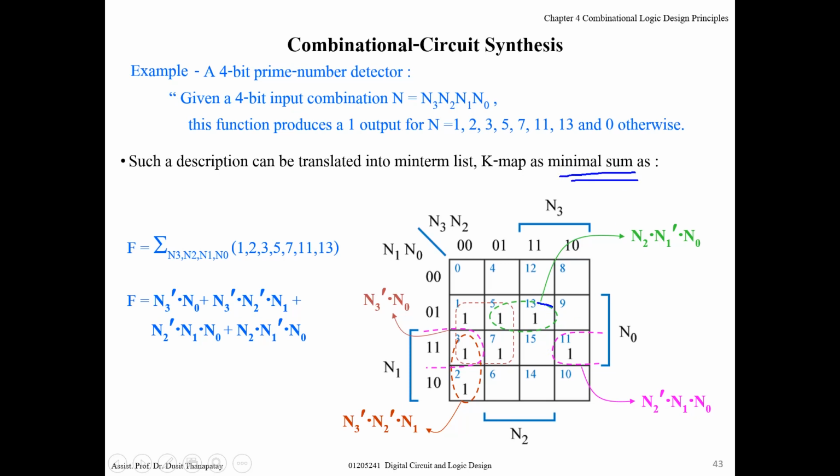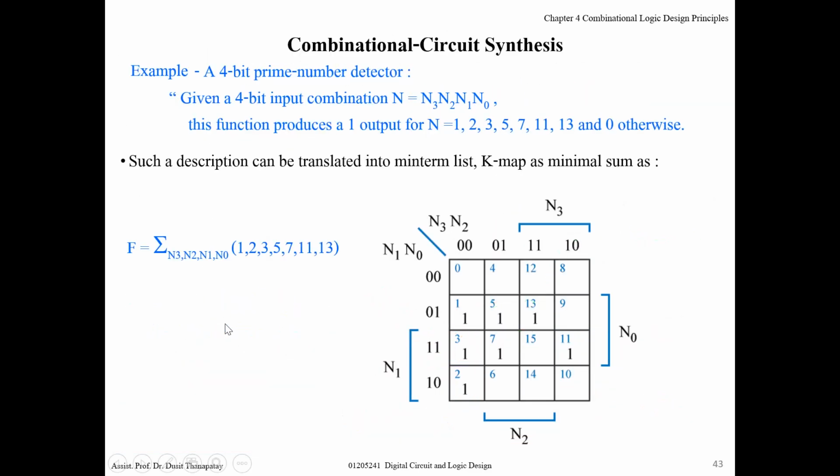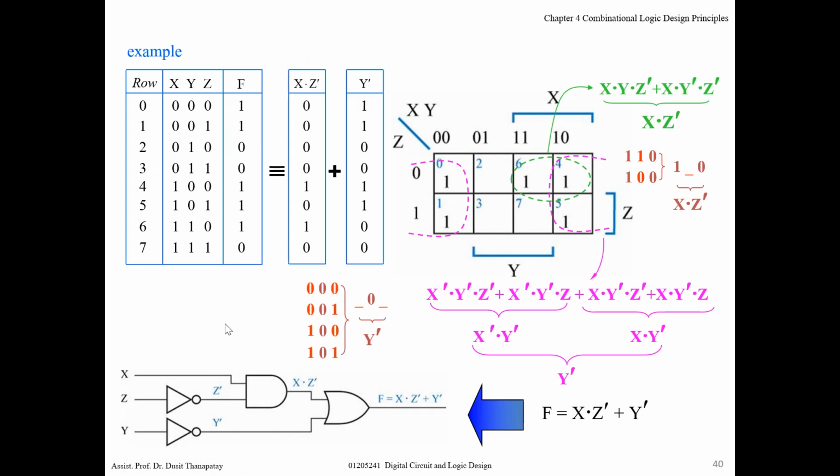If you select the number of groups as few as possible and each group as big as possible, the result will be minimal sum. And the next term is imply and implicant. For imply, for example, do you know imply?